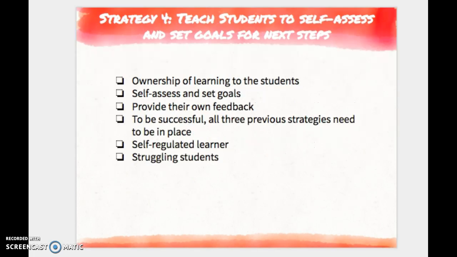For strategy number 4, which is to teach students to self-assess and set goals for next steps. If I had to choose a strategy that I need to improve in, it would probably be this strategy. My students being younger, sometimes it's hard for them to really reflect on their learning and really think about where do I need to go and how can I get better at this. But this is something that I'm going to definitely be working on in my classroom.